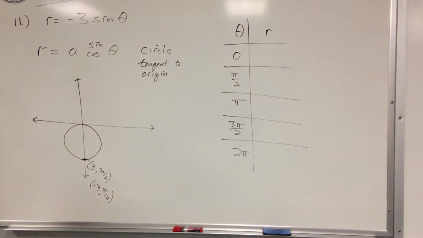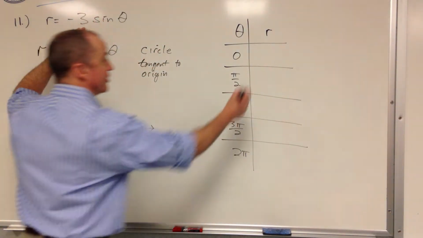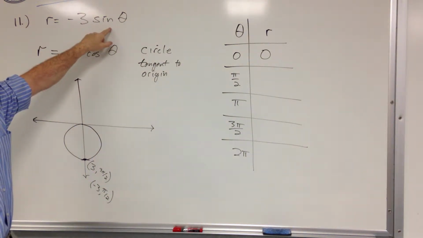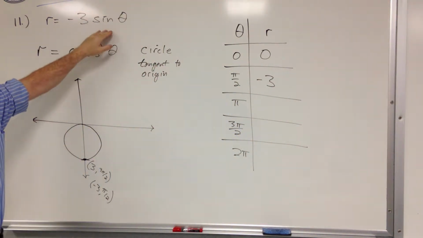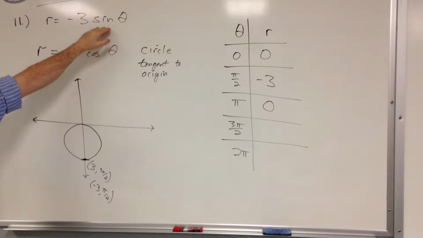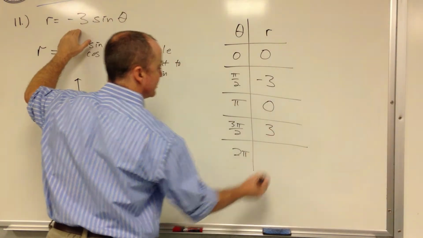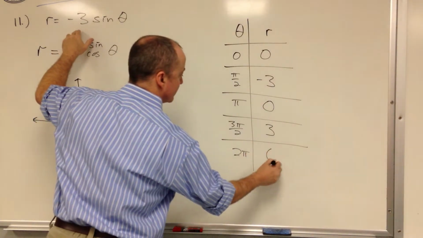Here's where you have to know your unit circle. Theta is 0. The sine of 0 is 0. 0 times negative 3 is 0. The sine of pi over 2 is 1. 1 times negative 3 is negative 3. The sine of pi is 0. 0 times negative 3 is 0. The sine of 3 pi over 2 is negative 1. Negative 1 times negative 3 is positive 3. The sine of 2 pi is 0. 0 times negative 3 is 0.